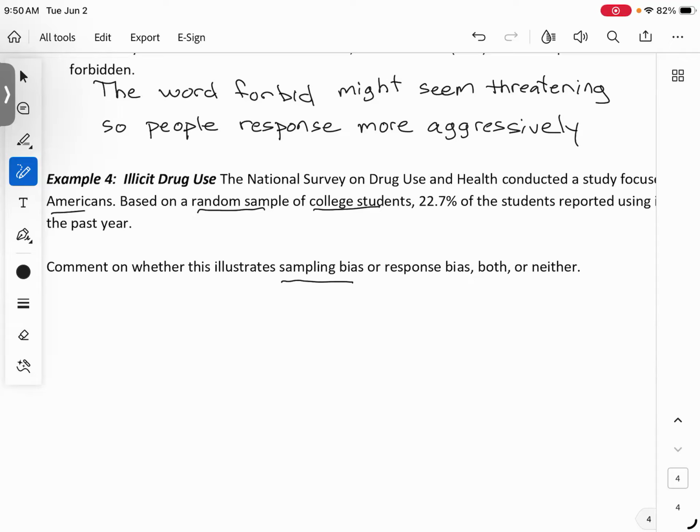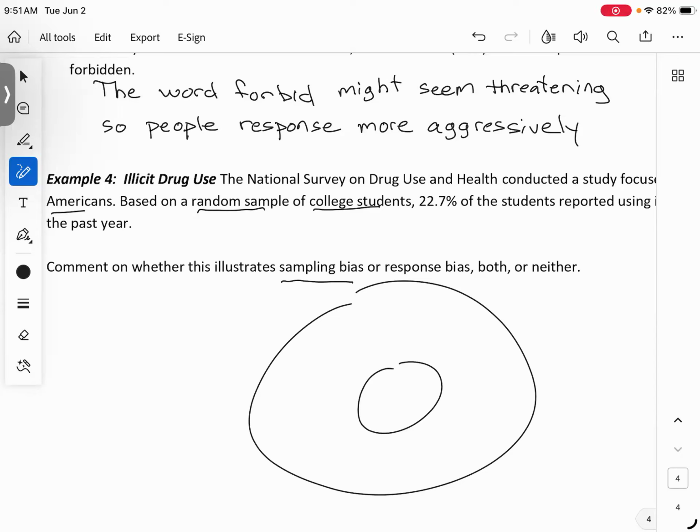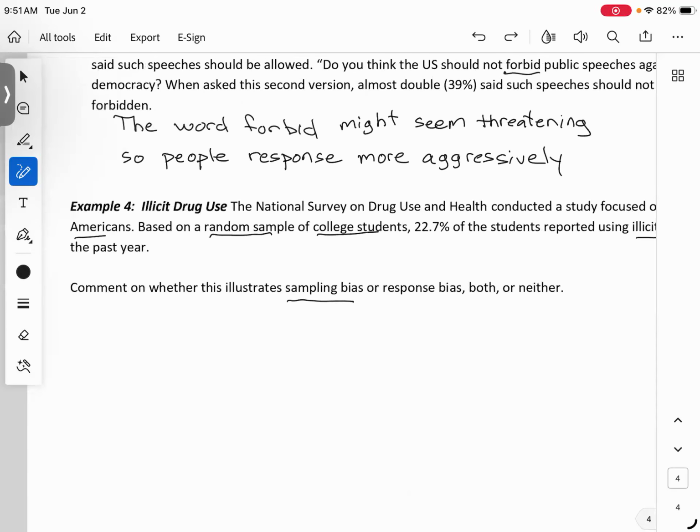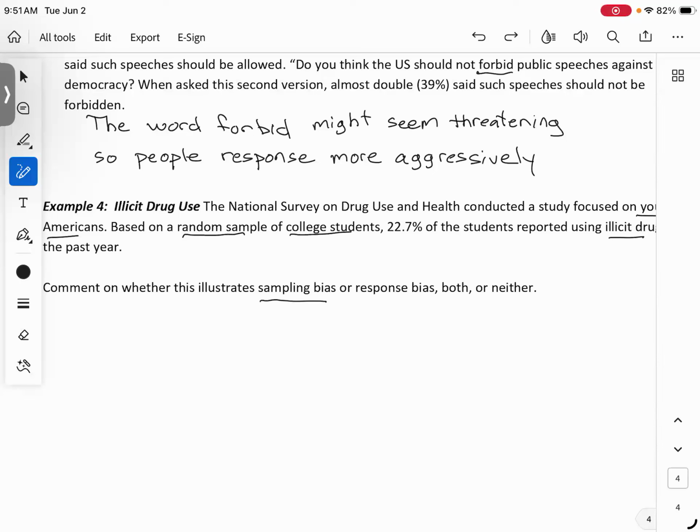And so if this is all young Americans, but they only did college students, they're missing a lot of students who are not in college. I mean, who are young Americans, but they're not college students. So here's what we got for this. First of all, for the first one, yes, sampling bias.